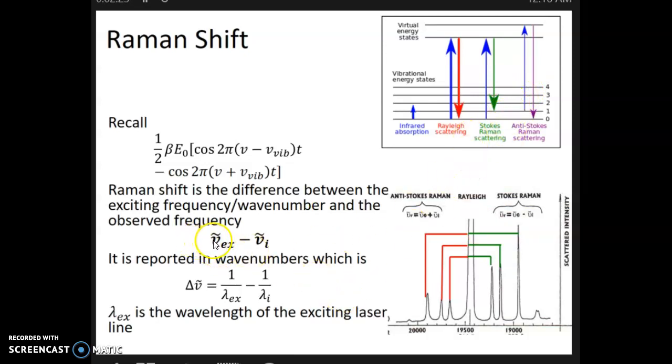So the Raman shift is the difference between the exciting frequency and the respective vibrational mode, and that is equal to the V vibe of the molecule, which is the energy separation between the two energy levels. It's often reported in wave numbers, but we can have our laser line in wavelengths, so we can easily convert between wavelengths and wave numbers. So delta V equals Vx minus Vi.